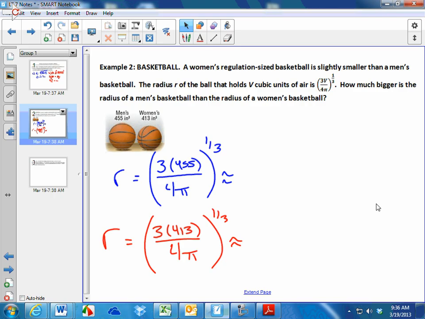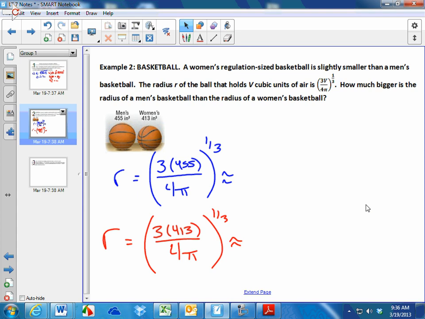We'll just have to talk through this. Unfortunately, people that are listening to the video will have to really listen carefully. I'm going to show you guys using the document camera here. When you're typing in the men's basketball, you probably did something like this: parentheses, 3 times 455. Then you hit the division button, and you hit 4 pi, closed your parentheses, hit the exponent, and typed in 1/3 in the exponent.